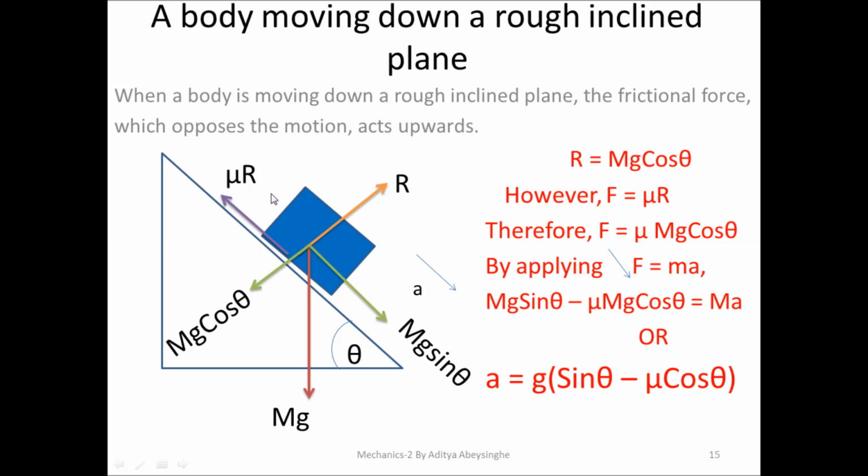However, mu R or F or mu mg cos theta is in the direction that is opposite to the direction in which we consider. So that is minus mu mg cos theta, so we subtract that. So mg sin theta minus mu mg cos theta makes it mass times the acceleration. You can cancel m off because it's not equal to 0. So finally the acceleration is as follows.